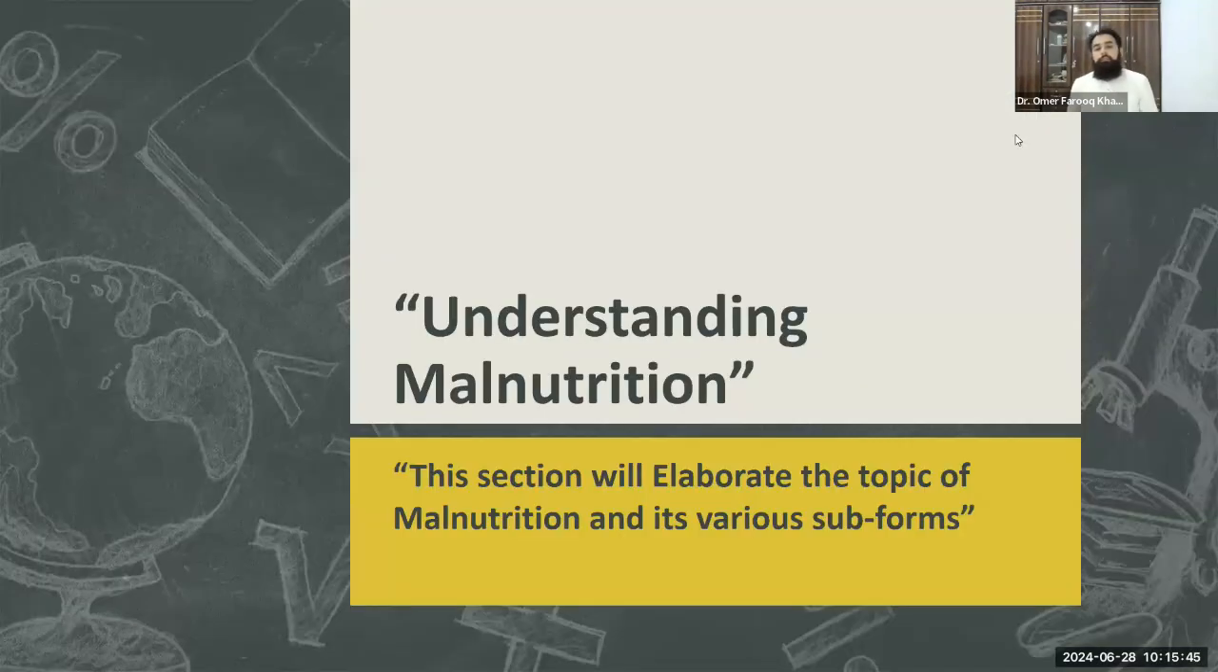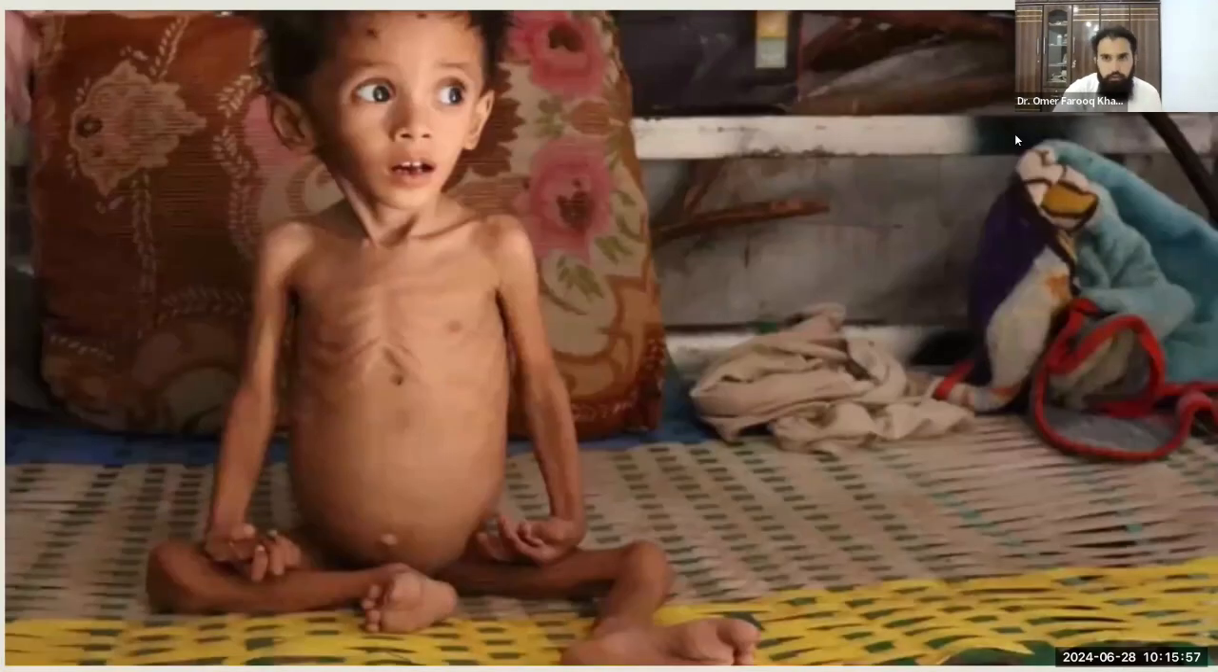So, this is our basic topic for today's class, understanding malnutrition. This section will elaborate the topic of malnutrition and its various subforms. All of you can easily spot this is a picture from Yemen, as there is a civil war going on in Yemen. So this is a Yemeni child suffering from severe malnutrition. This child is suffering from a mixture of marasmus and kwashiorkor. It's not a truly marasmic baby, nor a truly kwashiorkor baby.